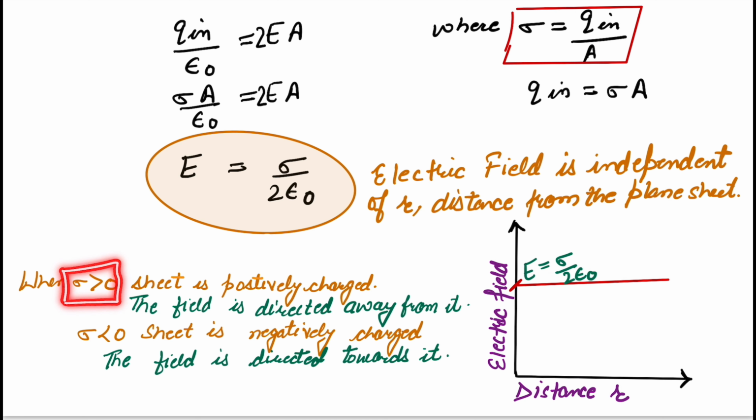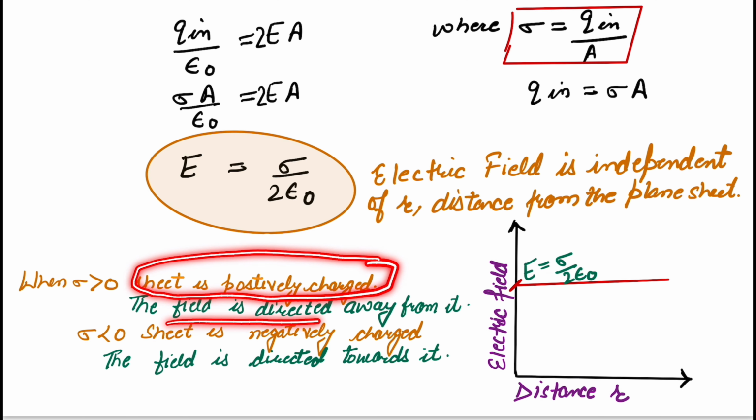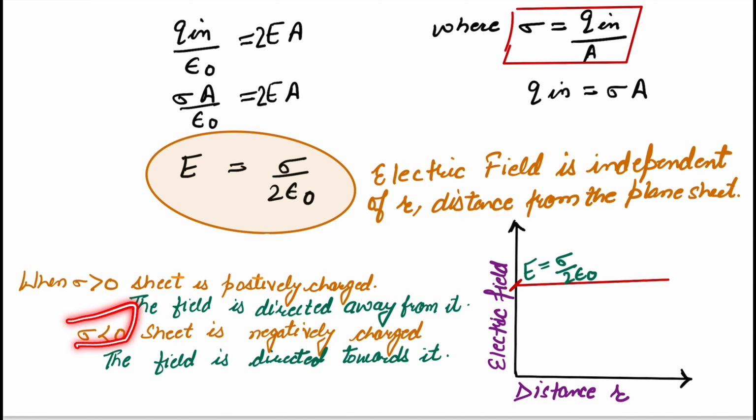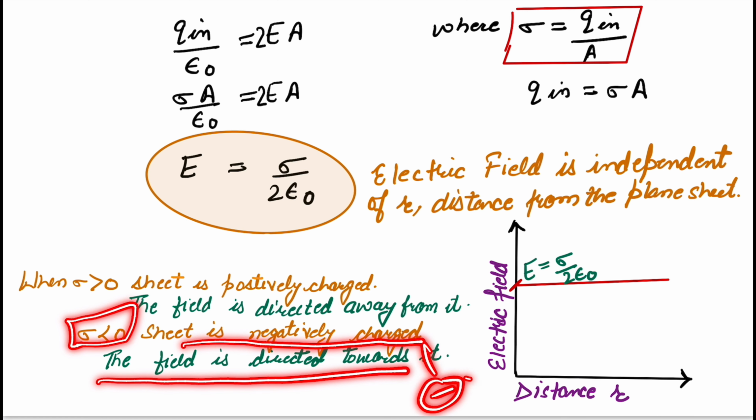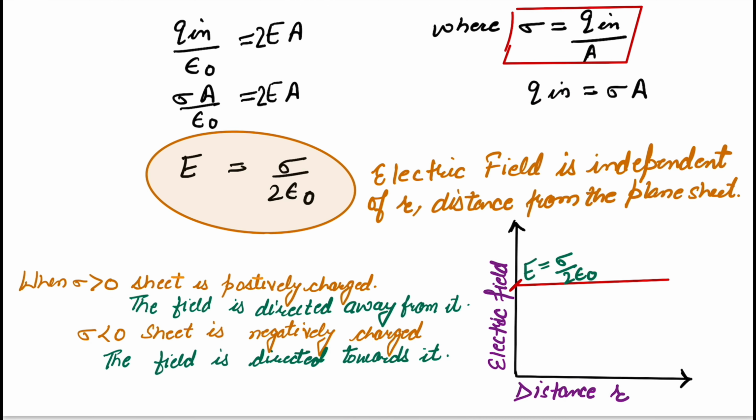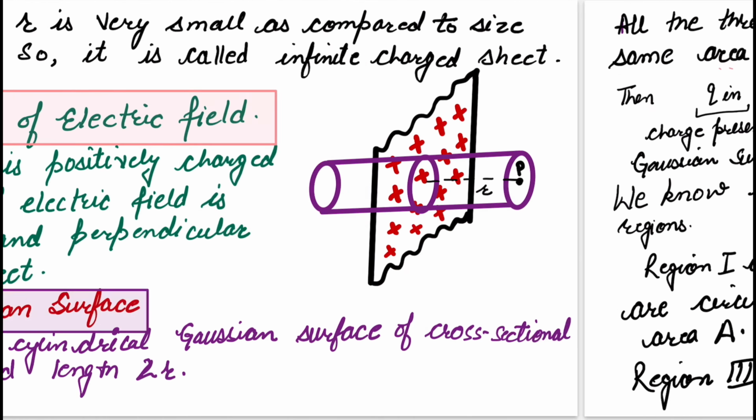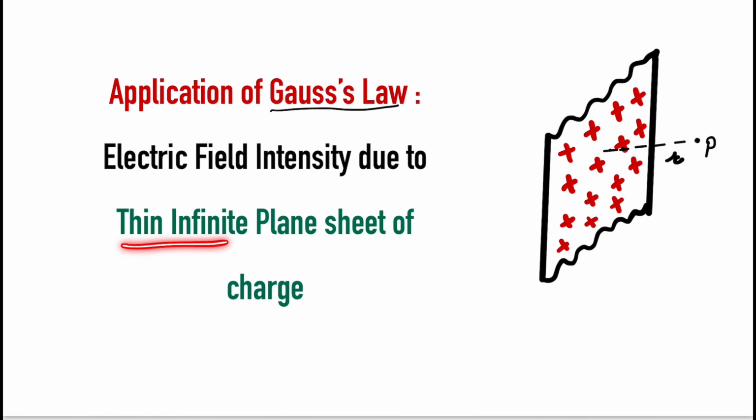Sigma can have two possible values. One is sigma can be greater than 0, another is sigma can be less than 0. If the sheet is positively charged, sigma is greater than 0. So the field is directed away from it, as the electric field lines from a positive charge move away from it. And if sigma is less than 0, it means the sheet is negatively charged and the field will be directed towards the sheet, because we know that for a negative charge, the electric field lines are toward the charge. This is all about the electric field produced due to a thin infinite plane sheet of charge.